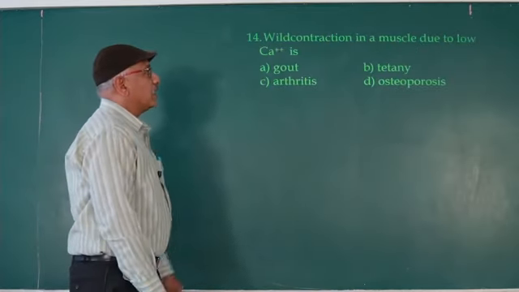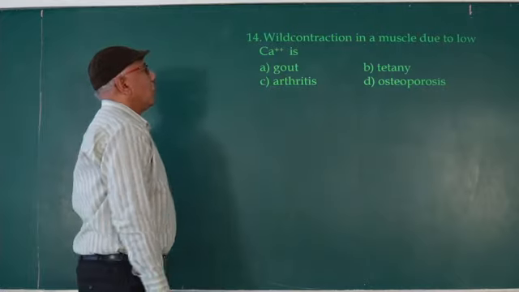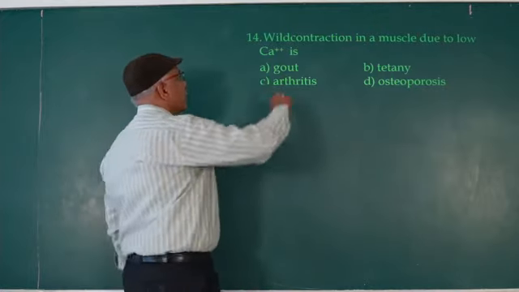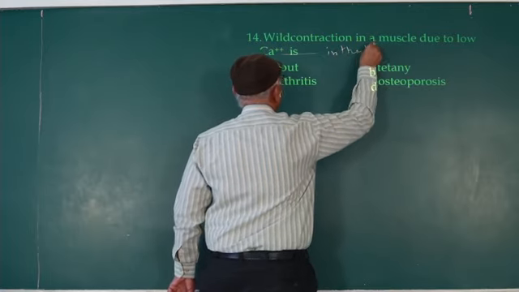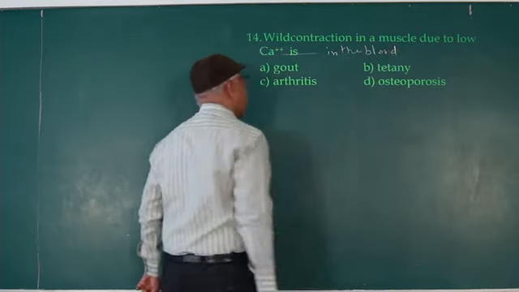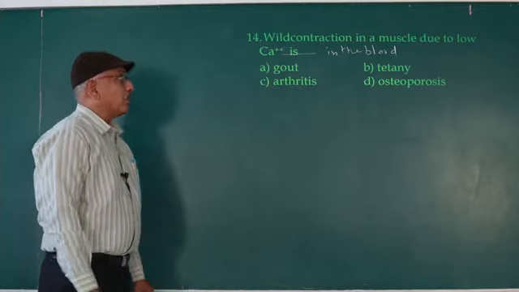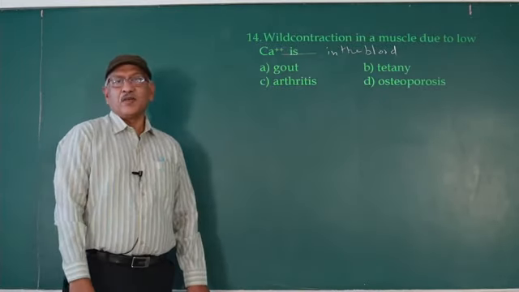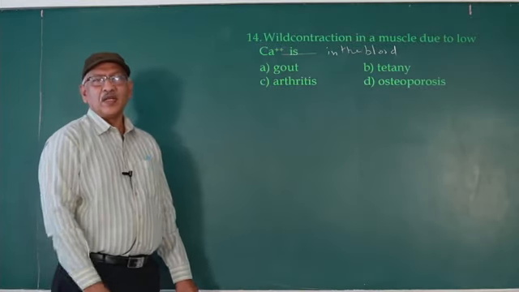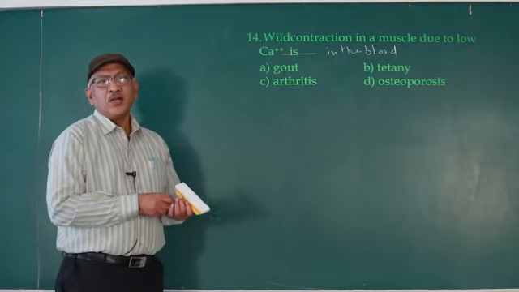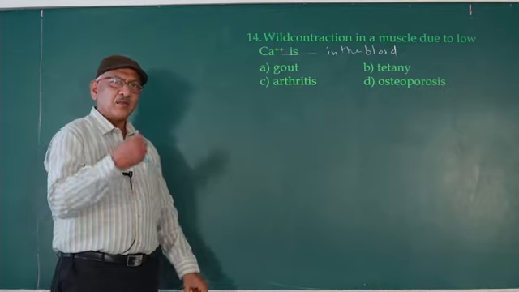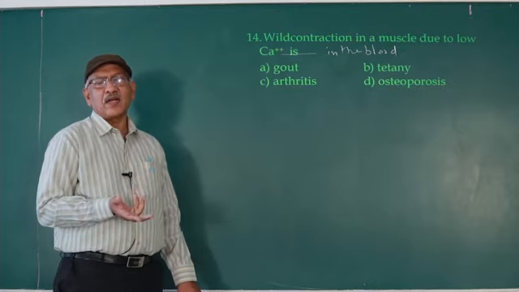Wild contraction in a muscle is due to low calcium in the blood. Low calcium in the blood means the calcium present in the blood enters into the muscle. So high calcium in the muscle. You all know if calcium ions are present, the muscles continuously undergo contraction.